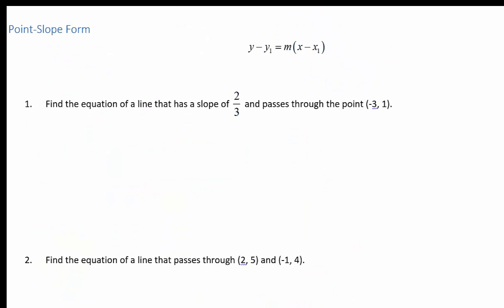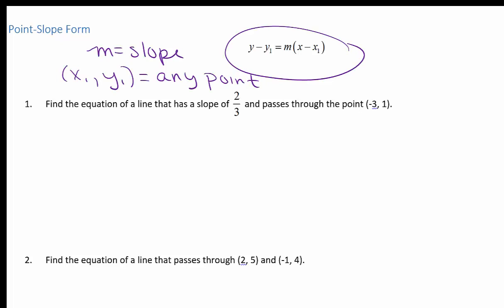It lets you write the equation of a line if you know the slope and the y-intercept. Sometimes, though, we're not going to know the y-intercept. And I have another formula I want to show you that I like to use when I don't know the y-intercept, and that's my point-slope form. I have it written out in the notes. m is still the slope, and x1, y1 is now any point on the line.